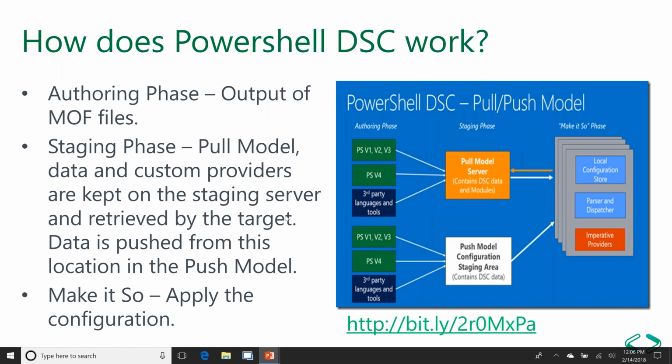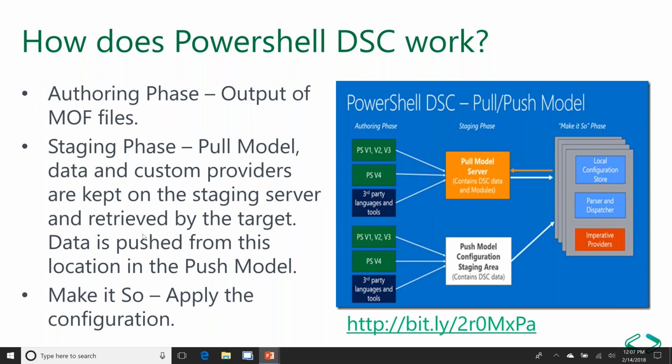So how does it work? There are a few phases in which to get this going. Authoring phase, output of MOF files. That's where you create your configuration. You run it against a set of targets, and it creates a MOF file for each of those targets. So in our example, we have two servers, server 1 and server 2. There will be a MOF file for each one of those servers, and those are what gets pushed out to the local configuration manager on each of those.